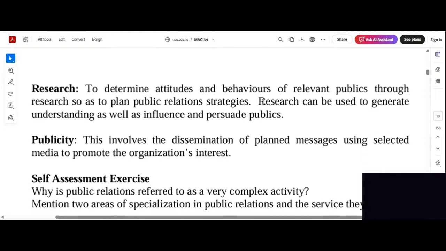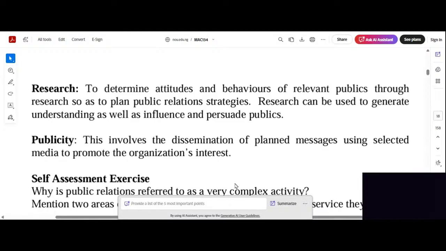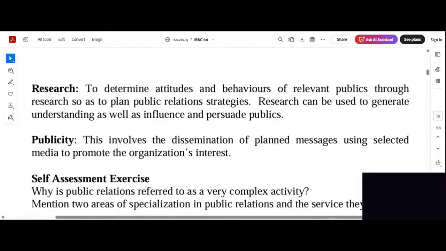research, and publicity. Now, as a form of icebreaker and classwork, list five areas of specialization of public relations, everybody online. Just five. Don't say somebody has mentioned what I want to mention. I'm with you guys.